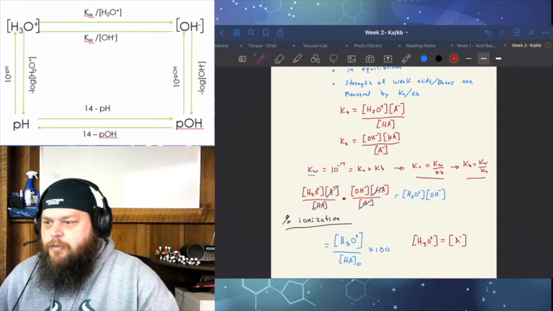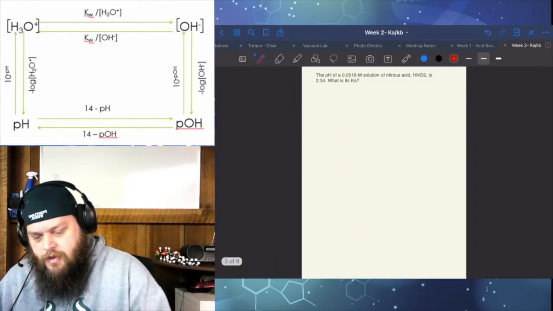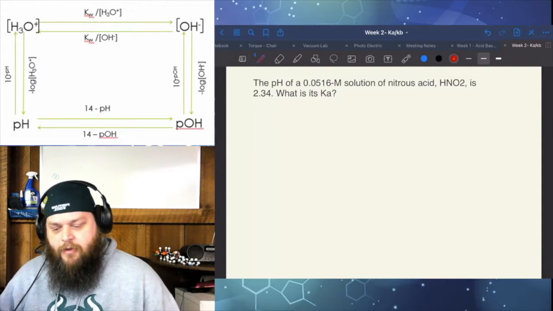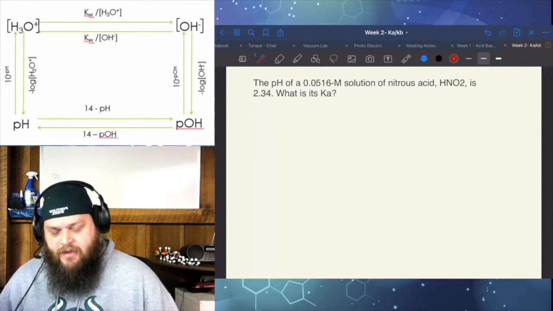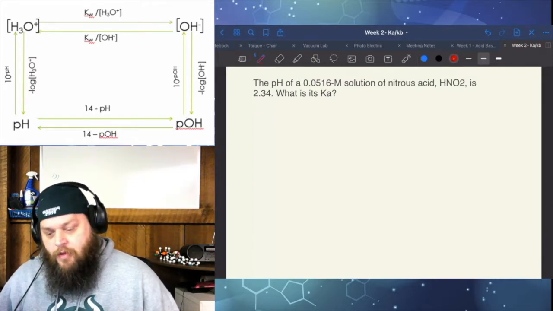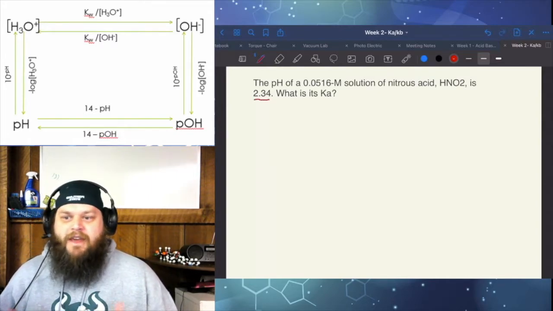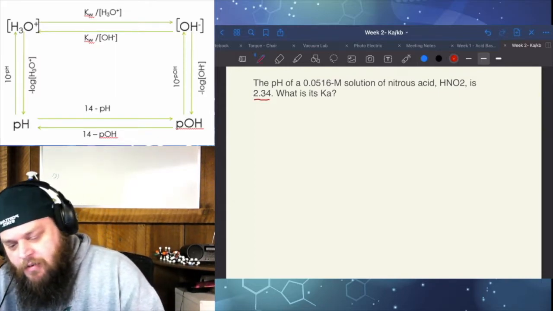So let's try a few problems using some of these. Let's go here. So this is asking what is the pH of a 0.0516 molar solution of nitrous acid, which is HNO2, and they're saying the pH is 2.34, and they want to know what its Ka value is. So I'm going to write that reaction out.